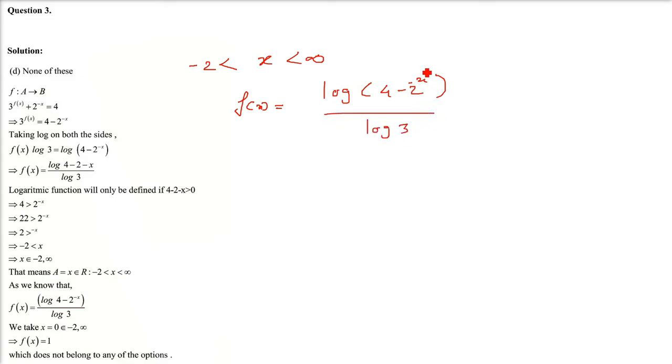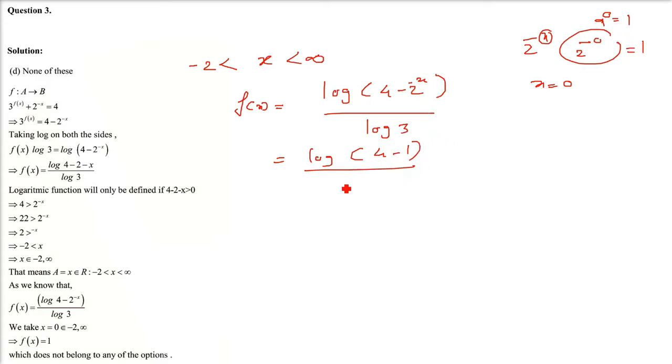Now put x as 0 here. What do you get? Anything to the power 0 is always 1. So 2 raised minus x, put x as 0. So 2 raised minus 0 is the same as 2 raised 0, which is 1. So log of (4 minus 1) by log 3. So 4 minus 1 is 3, log 3 by log 3. You can just cancel it out, and this is going to be 1. So f(x) is equal to 1.